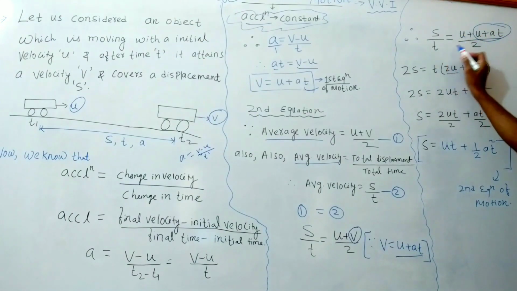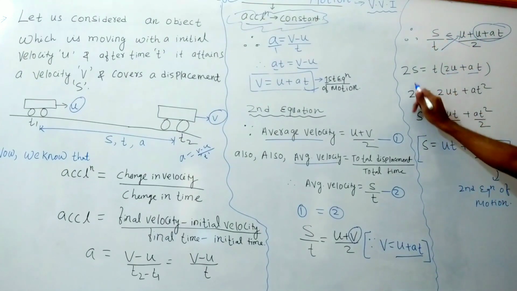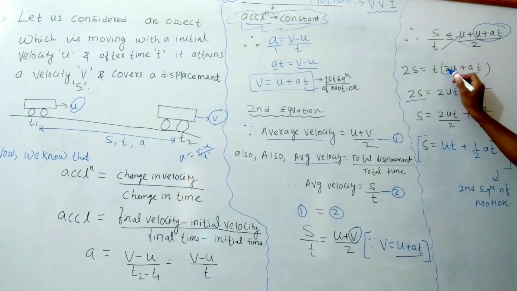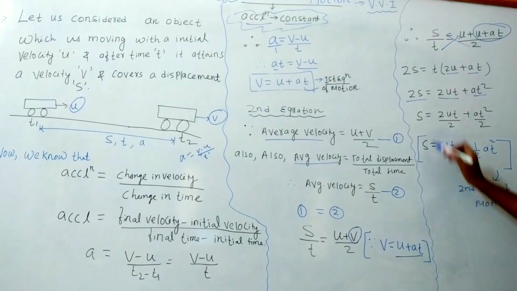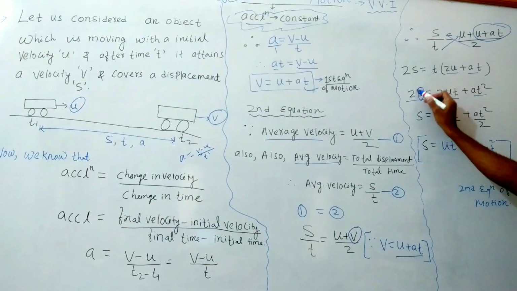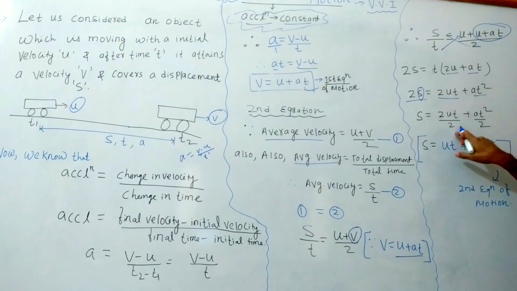Now cross multiply it, so 2 will come here and t will come here. So it will become 2s equal to 2ut and att, that is at square. Clear? Now what is the value of s? s is equal to 2ut upon 2 plus at square by 2, this 2 will cancel and we will get s is equal to ut plus half at square. In denominator there is 2, that's why we can write half.